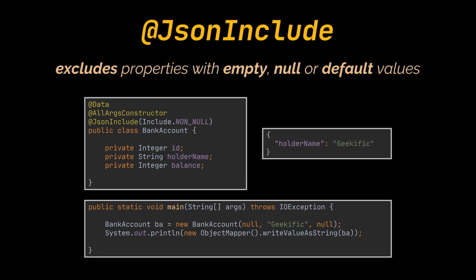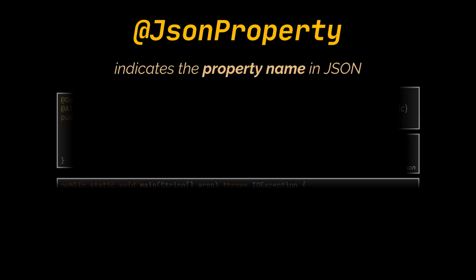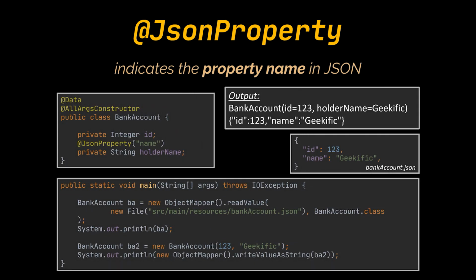In the last part of this video, I want us to take a look at the more general and important annotations Jackson has to offer. And let's start with the basic one, the @JsonProperty annotation, which indicates the property name in JSON. In the BankAccount example you see, we made use of this annotation to change our holder's name to simple name in the serialization and deserialization processes.